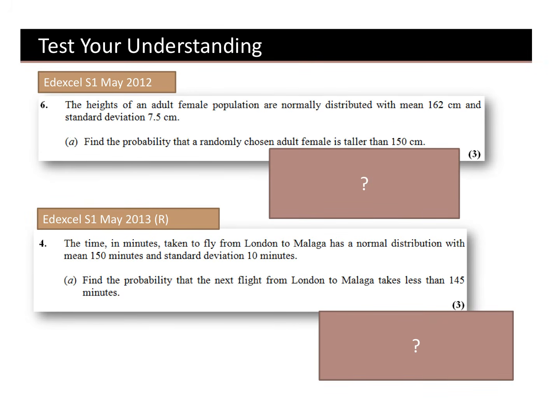Okay, so test your understanding. These are part A's of questions, and you can see they're typically worth 3 marks. Off you go. Okay, so the heights of an adult female population are normally distributed with a mean of 162 centimetres and a standard deviation. So we know we can write X is distributed with a normal distribution, with a mean of 162 and a standard deviation of 7.5.